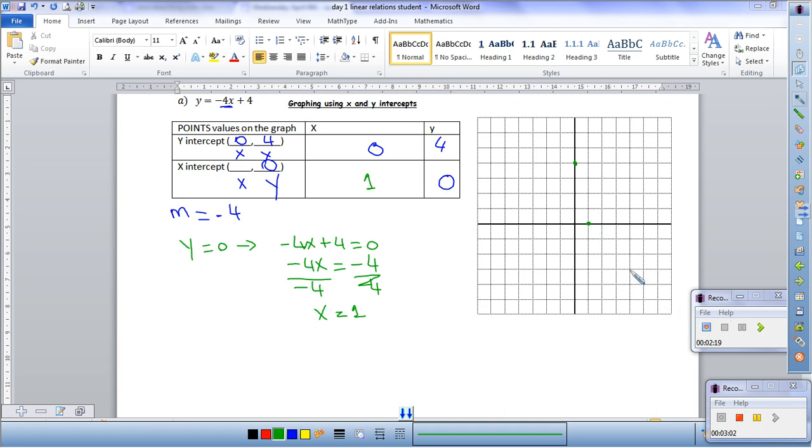Now, you can connect them. And obviously, you'll do a much better job than I do since I don't have a ruler here. But connect them using a straight line, and that's the equation of the line on your graph.